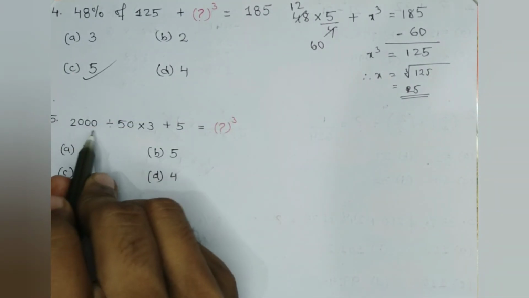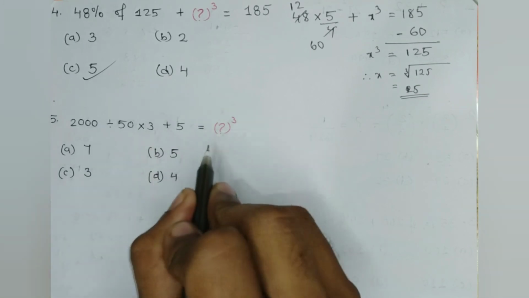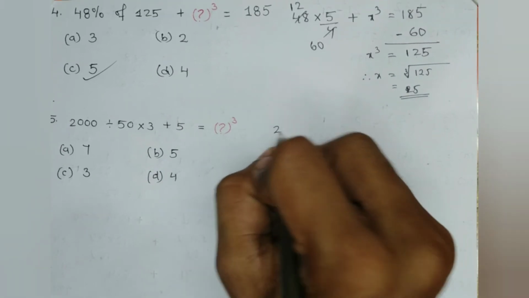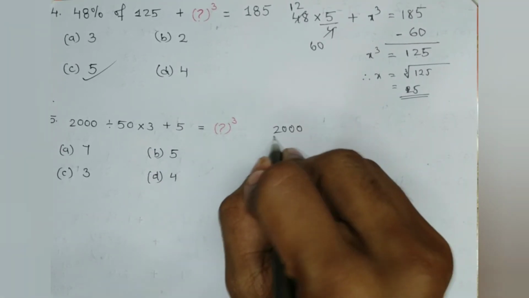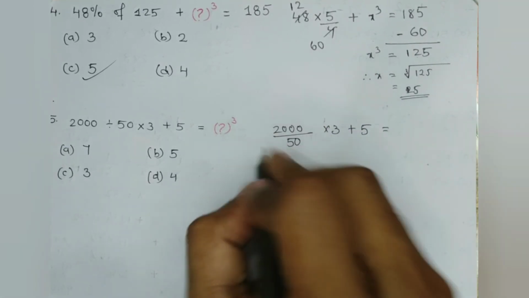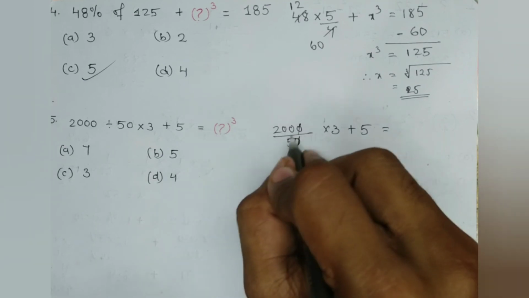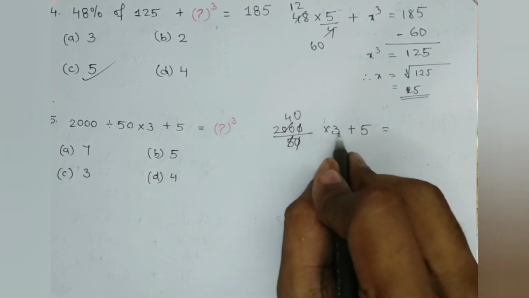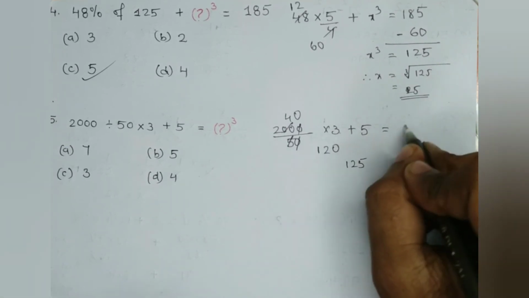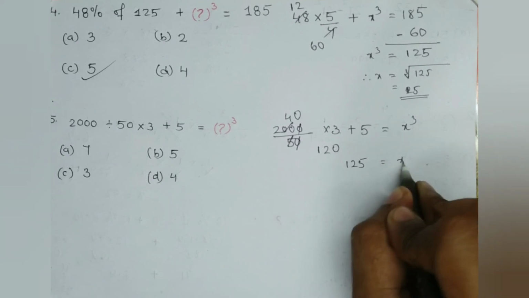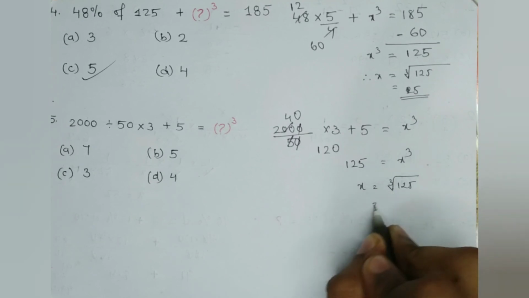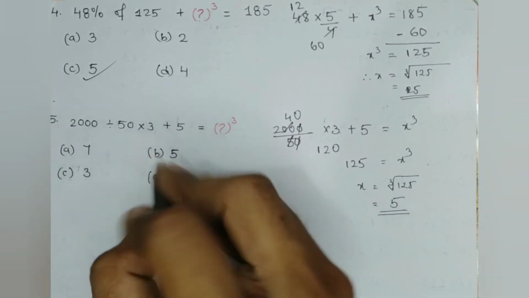So the last question: 2000 divided by 50 into 3 plus 5 will give you x cube, or the unknown number cube. So you can cancel these zeros. Then 200 divided by 5 will give you 40. 40 into 3 is 120. Then 120 plus 5 is 125. So x cube is 125. So x will be the cube root of 125, as we did in the previous question. So the answer will be 5. So option will be B, 5.